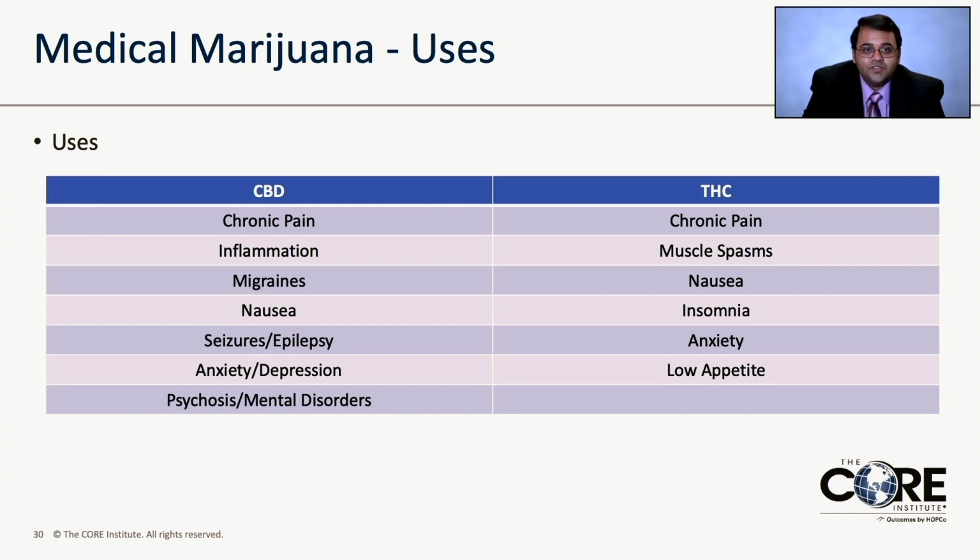So what are their uses? CBD typically has been used for chronic pain, inflammation, migraines, nausea, seizures and epilepsy, anxiety, depression, psychosis, and mental disorders. THC is used for chronic pain, muscle spasms, nausea, insomnia, anxiety, low appetite. And this is not just fixed to this. I mean, there could be other uses for it as well. And again, like I said, it's not for everyone.